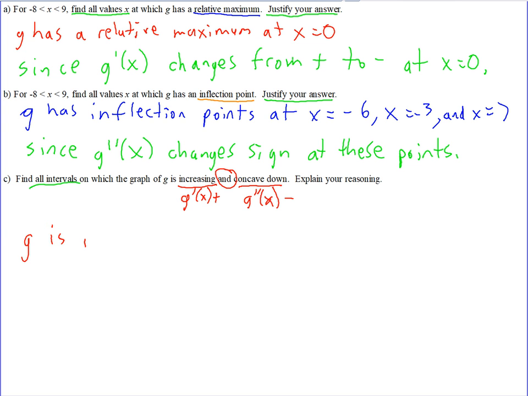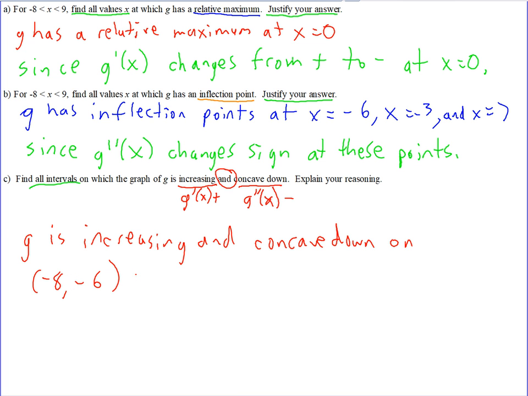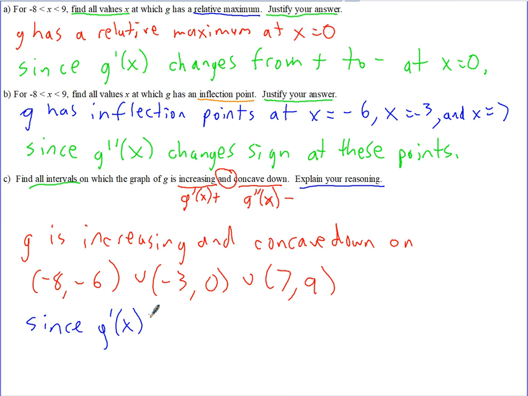The g is increasing and concave down on -8 to -6, -3 to 0, and 7 to 9. And then you're just explaining your answer, explain your reasoning. It would be since g prime of x is greater than 0 and g double prime of x is less than 0. You could list the intervals, or just say on these intervals.